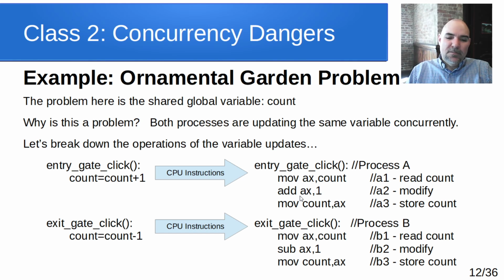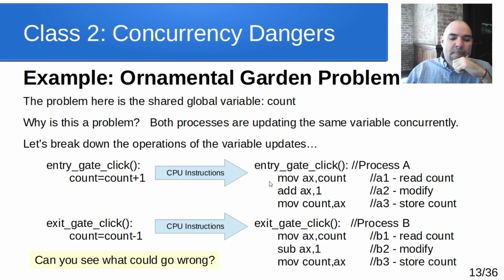Okay, so why is that a problem? That doesn't seem like it should be a problem. So I'm going to give you a couple minutes here, at least a few seconds to look at that. And if you want, you can pause the video here and see if you can think about how that could go wrong. Remember, this is like process A, where you have A1, A2, and A3, and then process B, where you have B1, B2, and B3.